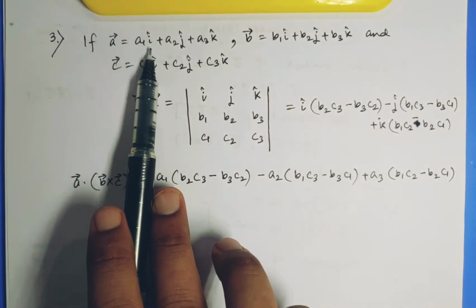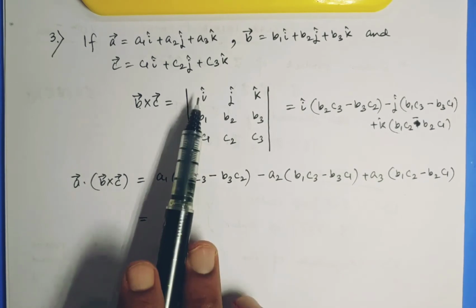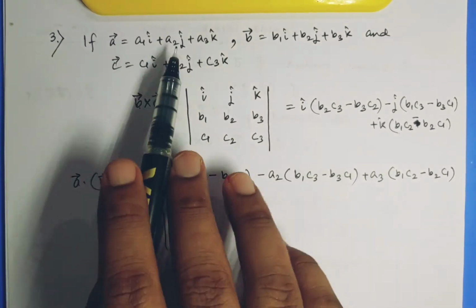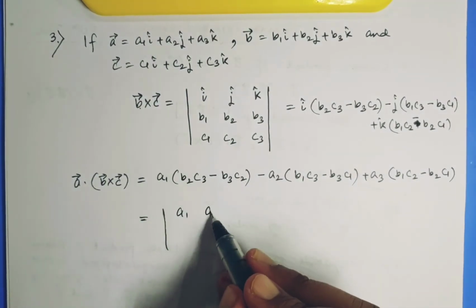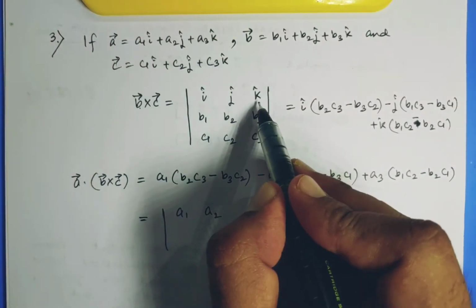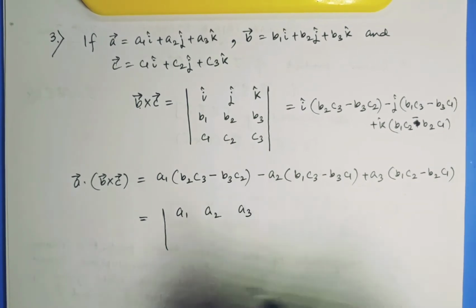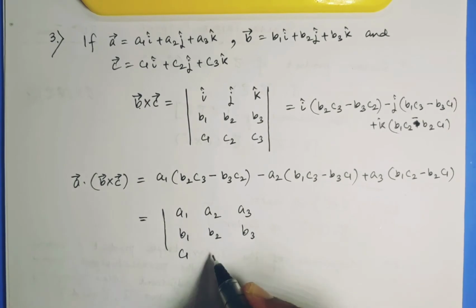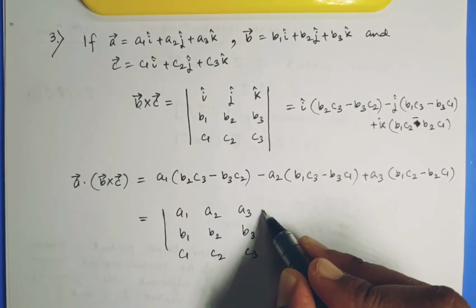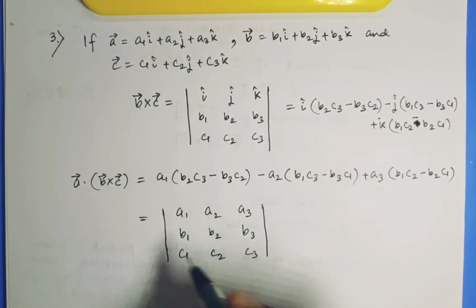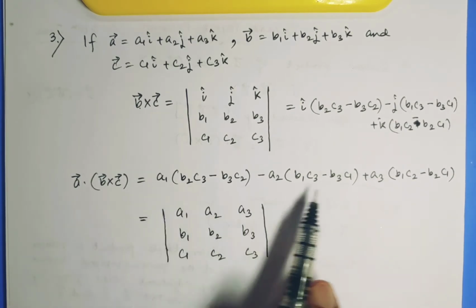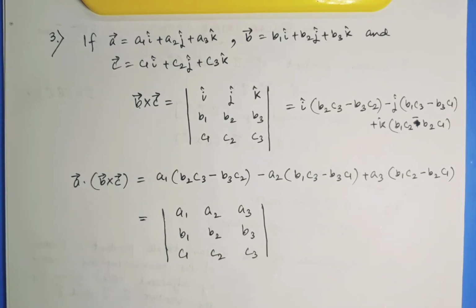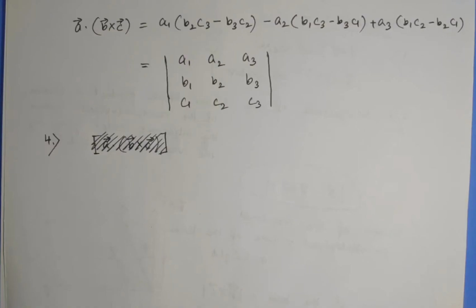If I do the dot product of this one with this one before expanding only, so i dot i is 1, right? So I will write A1. j dot j is 1, so I will write A2. k dot k is 1, so I will write A3. And it will be B1, B2, B3, C1, C2, C3. If you have a doubt, then you can expand this one and you will see that it will be like this. Okay, so this is how our observation 3 goes.